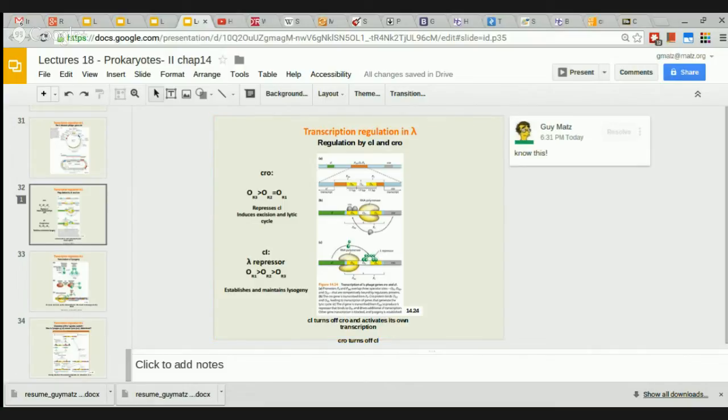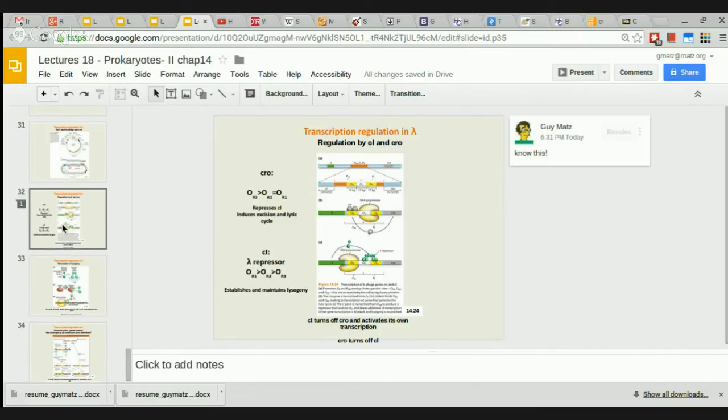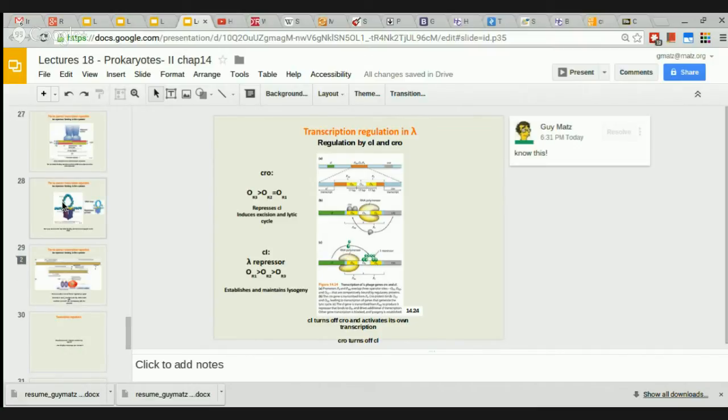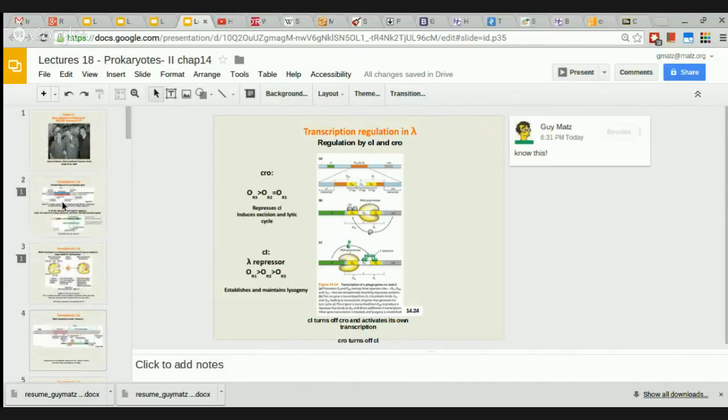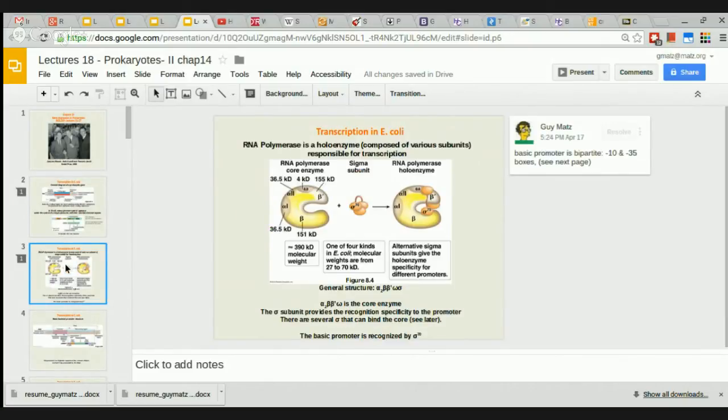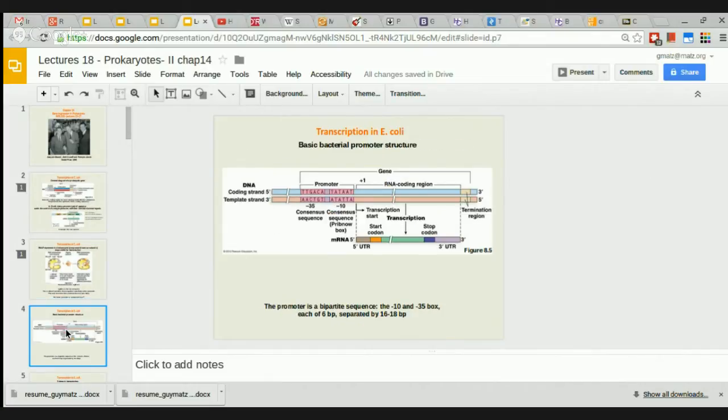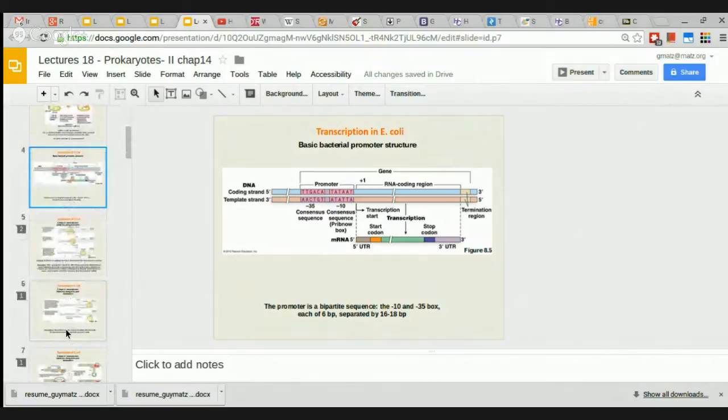So we're back to the beginning of this, and we talked about the early polymerase: alpha 2, beta, beta prime, omega, sigma. Sigma is important for recognition of the bipartite promoter, the -10 and -35 box. And there's transcription termination, which depends sometimes on rho, sometimes there's rho-independent termination.